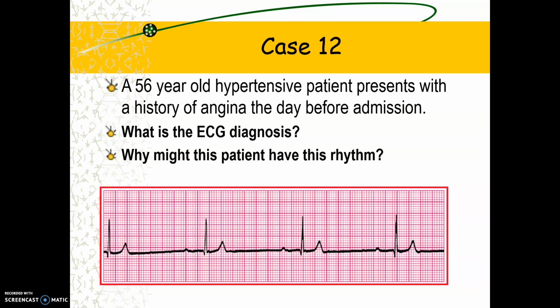But every PR interval is the same, and there are no drop beats. So this is what defines first degree heart block. No drop beats, but a prolonged PR interval.